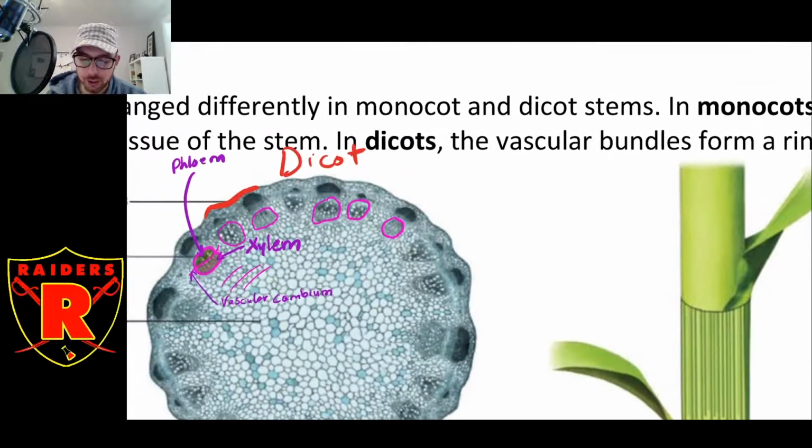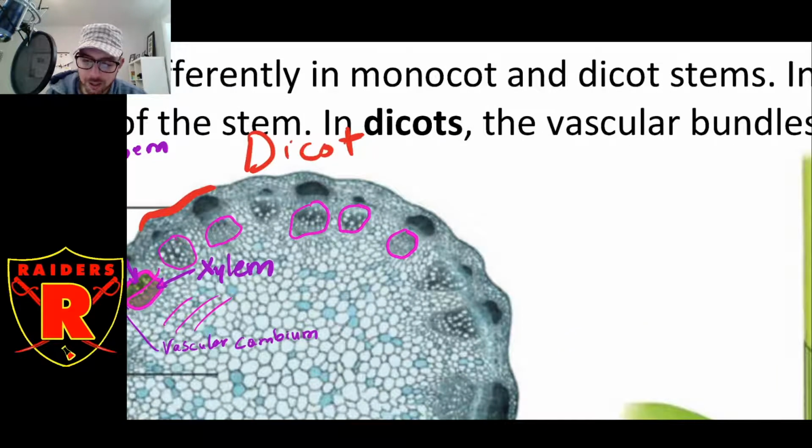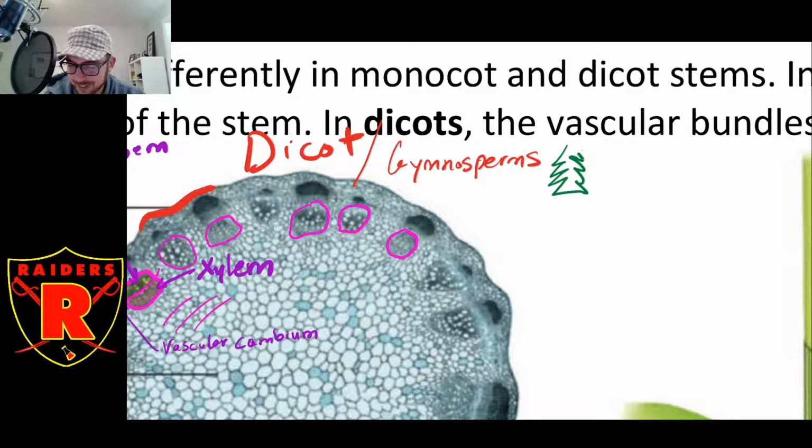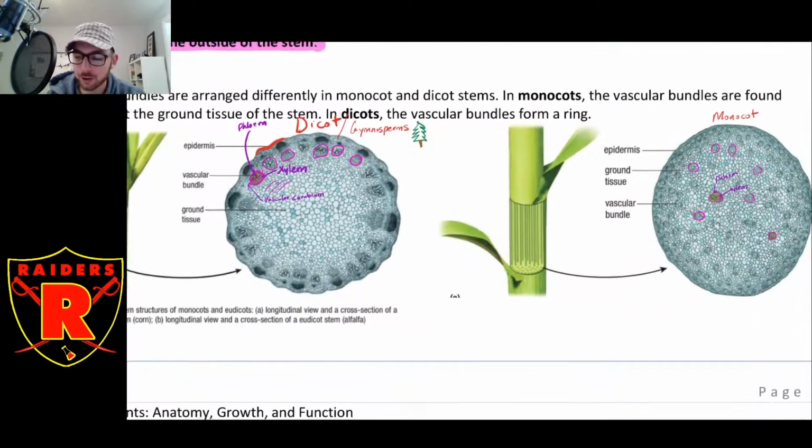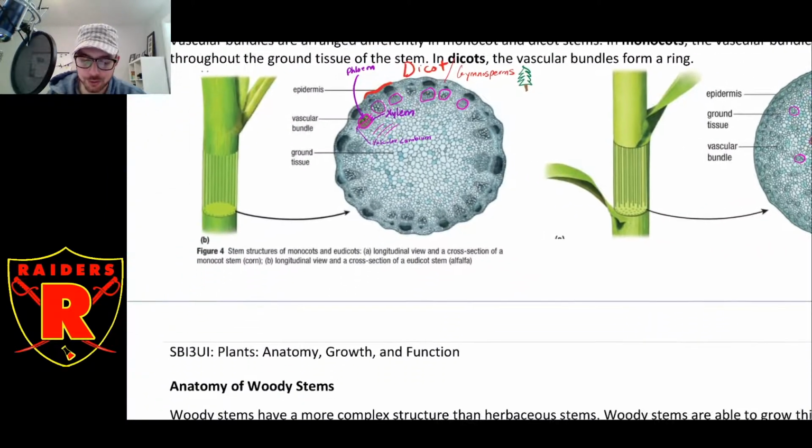I should also mention that the dicot stuff also applies to gymnosperms as well. So gymnosperms are conifers, right? I'll just draw a little picture over here so you can see a gymnosperm. So gymnosperms also have this same configuration for their tissues. Okay, so that's the basics of where you're going to find the key tissues on the inside.